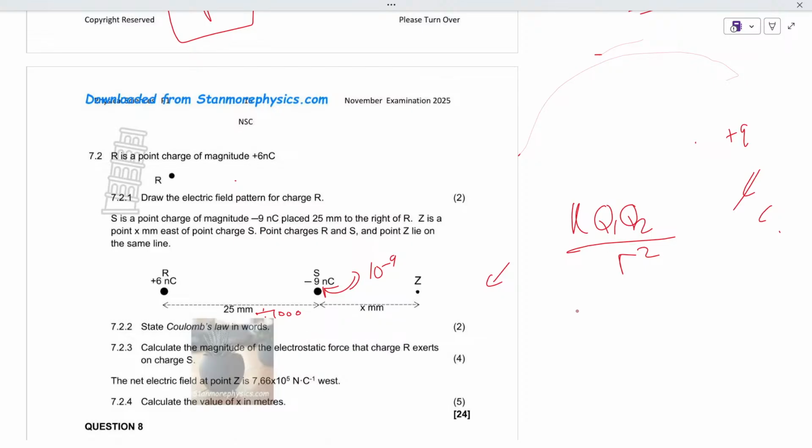We just say F_RS equals kQ1Q2 over r squared. Our k is 9 times 10 to the power 9. Then we substitute. It's going to be 6 times 10 to the power negative 9. We don't write signs here, because they're just looking for the force.